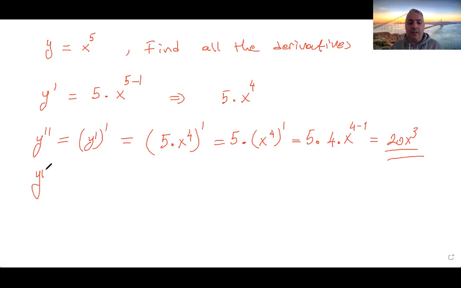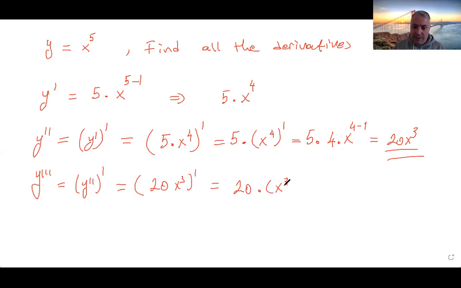So what is the third derivative? Third derivative is derivative of the second derivative. It means that derivative of 20x cubed. So k is real number, take it out. What is left? It's derivative. So power rule, take the 3 in front, x to 3 minus 1, finally 60x squared.